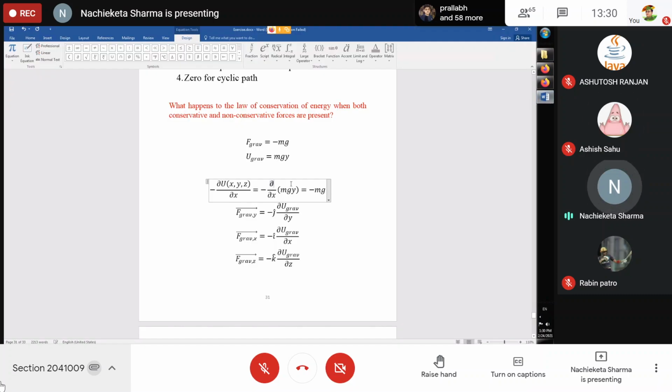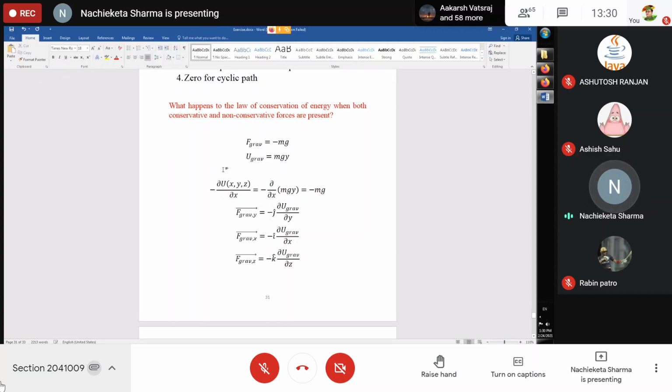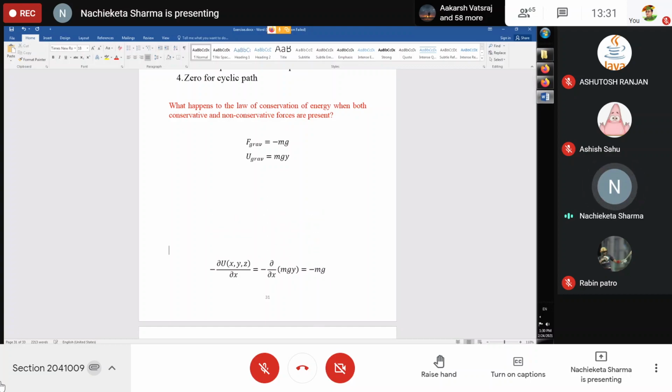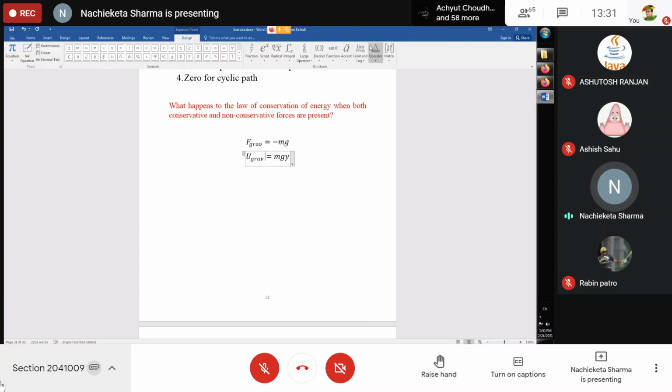So how am I getting my force from the potential energy? Have you seen how I am getting it? Any idea? If this partial derivative is a bit problematic for you, we can suppose this U gravity is a function of only y. This becomes very simple for you. It is a function of y only. Any idea how I can get F from it? How can I get minus mg from mgy? That is my question.